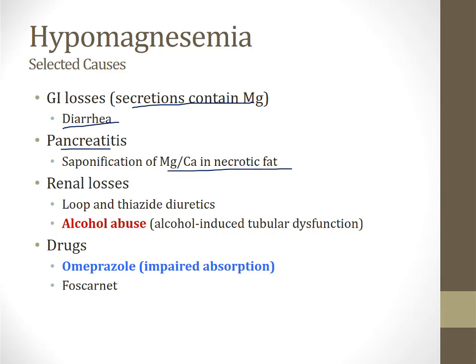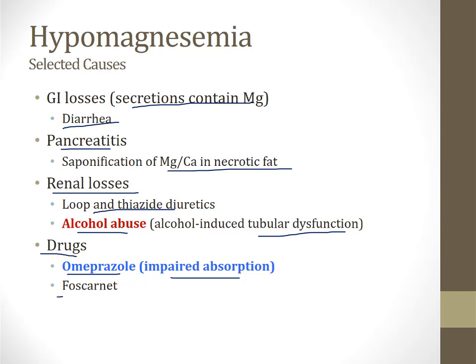There are a number of ways you can lose magnesium in the urine through the kidneys. Loop and thiazide diuretics can cause hypomagnesemia, and alcohol abuse is an interesting cause of hypomagnesemia. Alcohol has been shown to cause tubular dysfunction in the kidneys and lead to hypomagnesemia, and alcoholics who present to emergency rooms classically have hypomagnesemia, and that's worth remembering for your boards. And then there are a number of drugs which can cause hypomagnesemia. One of the famous ones is omeprazole, which is a proton pump inhibitor. It's been associated with impaired absorption of magnesium from the GI tract.